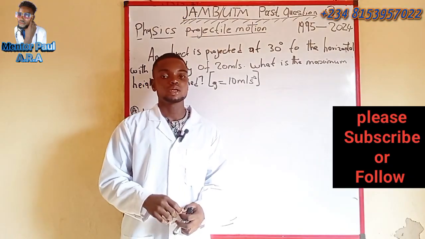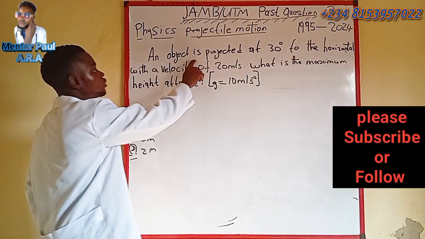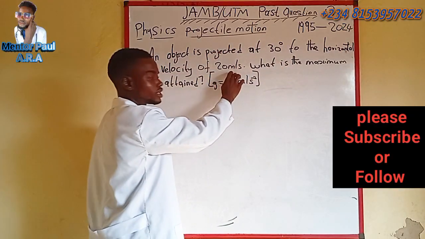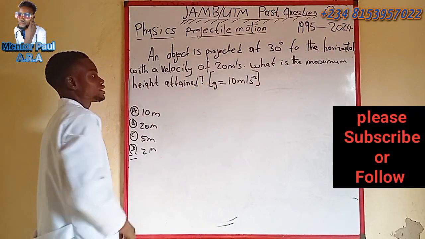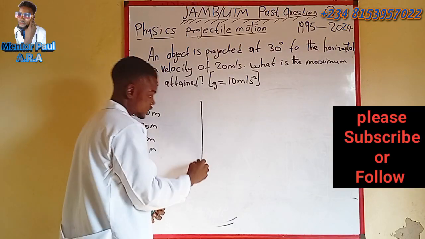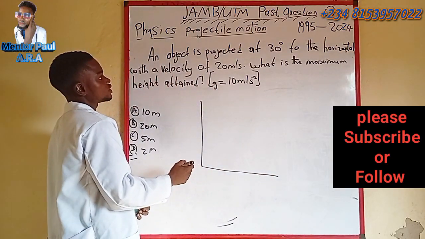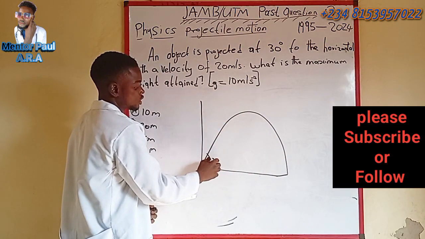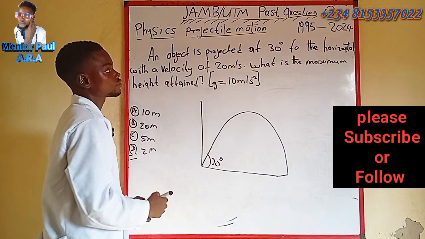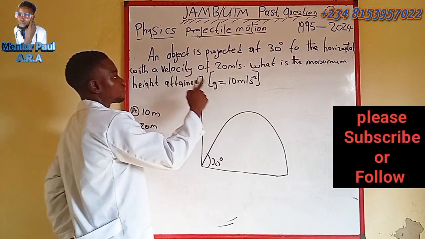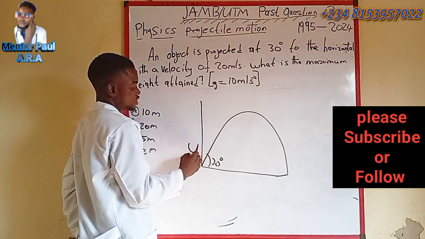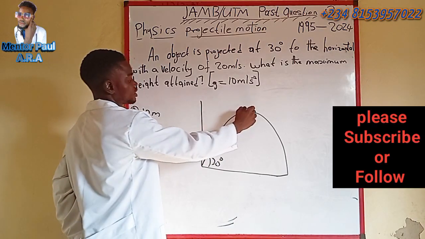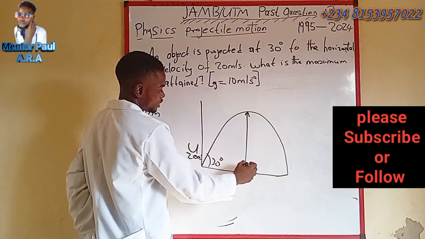option D. Second to last question, we have an object projected at 30 degrees to the horizontal with a velocity of 30 meters per second. What is the maximum height attained? So this is the sketch here. When an object is projected at an angle of 30 degrees to the horizontal with a velocity of 20 meters per second, the initial velocity is 20 meters per second, and this is the maximum height attained.